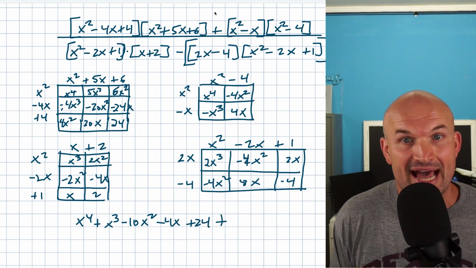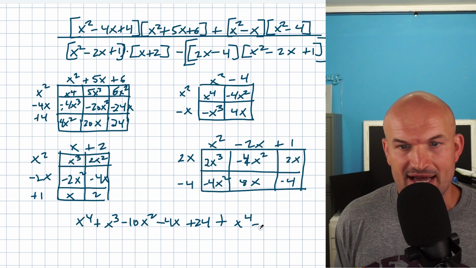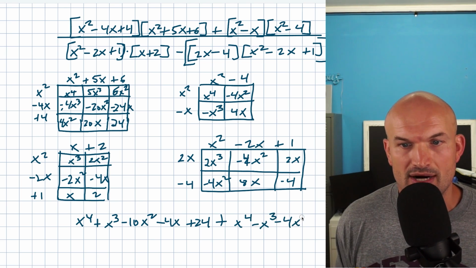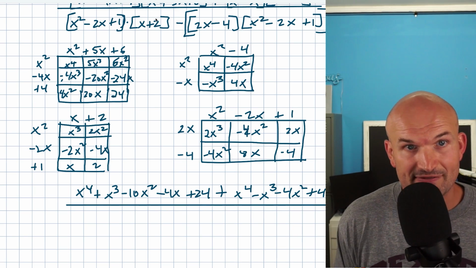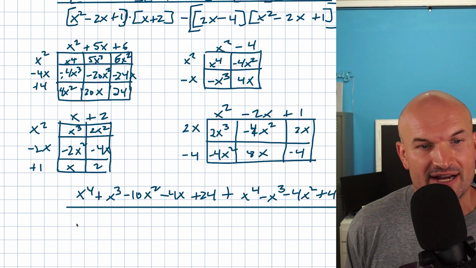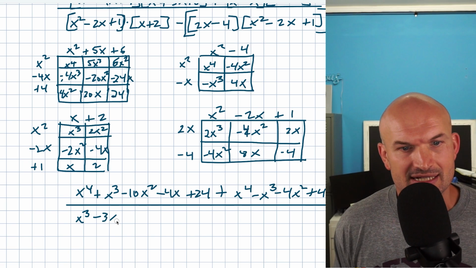Okay, now I'm going to add that to this product, which is right over here, which is x to the 4th, and that's going to be a negative x cubed minus 4x squared plus 4x. And then all the way over here in this denominator, we have this bottom product. Notice how these are going to simplify. So that's going to be an x cubed, and then I have an x, so this is going to be a negative 3x plus 2.